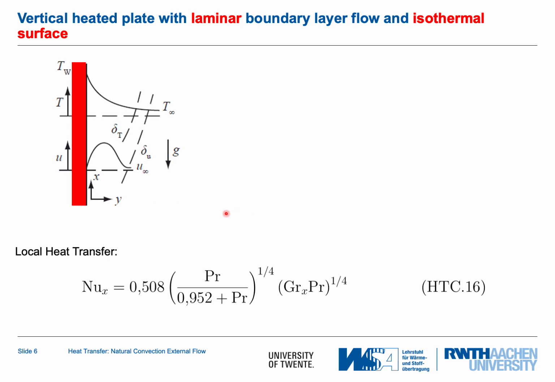For this case, the correlation expressing the local heat transfer coefficient, Nusselt as a function of x, is 0.508 times a number that depends on the Prandtl number times the product of Grashof local times Prandtl to the power 1 over 4. This product of Grashof times Prandtl also has a different name. It is also called the Rayleigh number. Note this is the local value, so that is the value for the x along the plate, and it varies. The numbers here refer to the formula numbers in your reader.